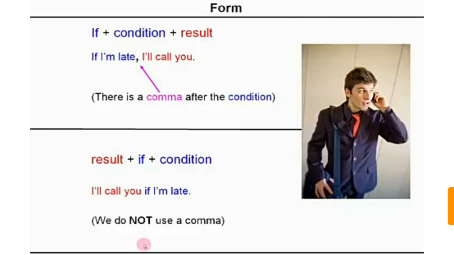Now, the second way. The second choice is that we can reverse the order or change the placing of the clauses and say it like that: I'll call you if I'm late. Now, here we will not use a comma, and we have to remember the difference between these two clauses and two types of sentences.